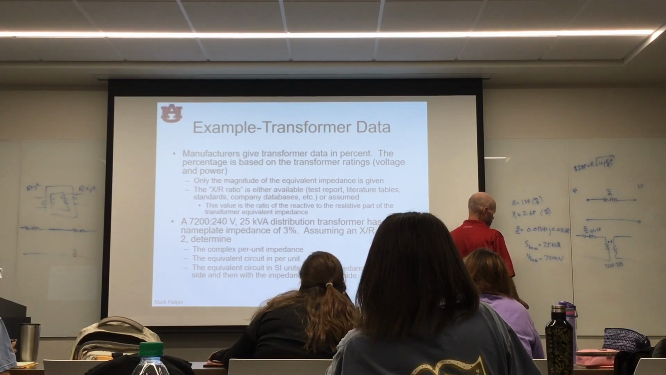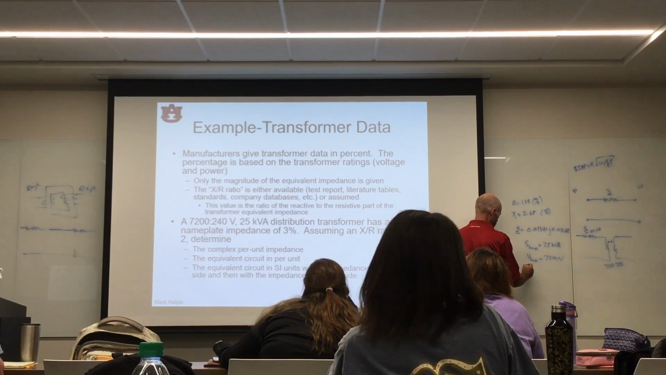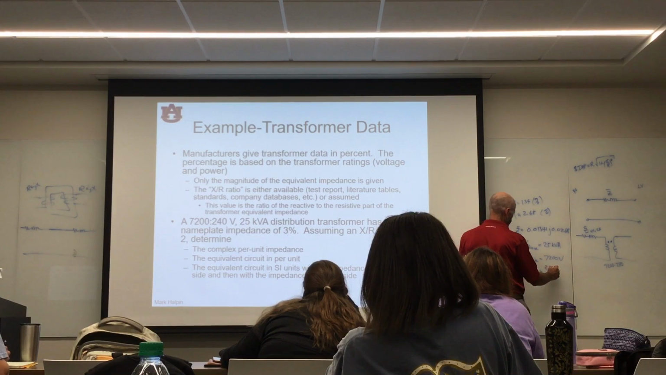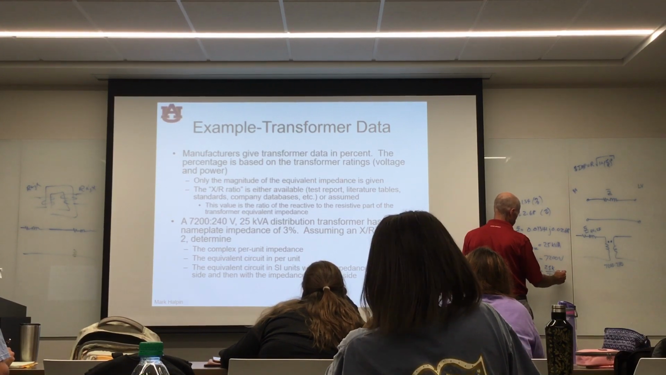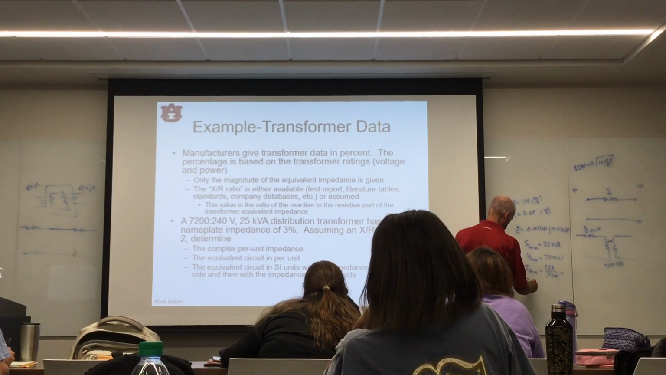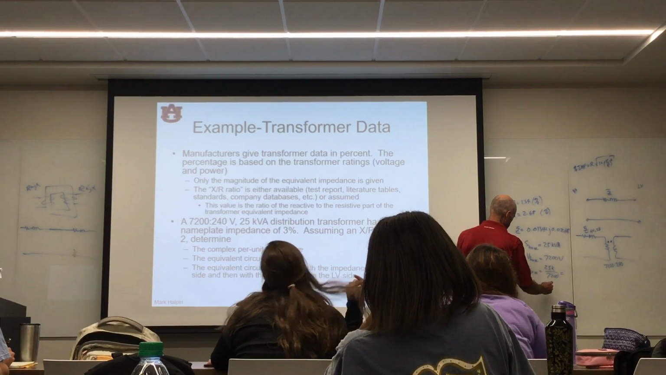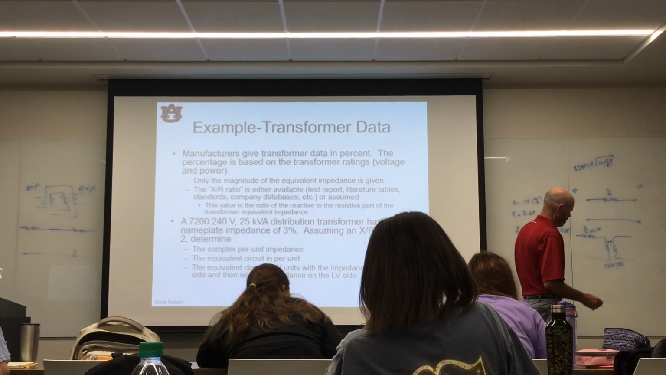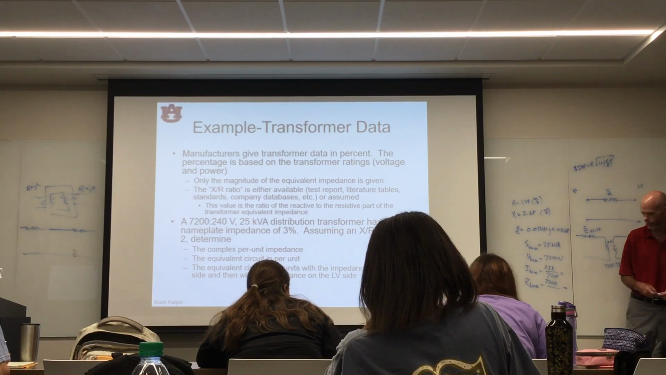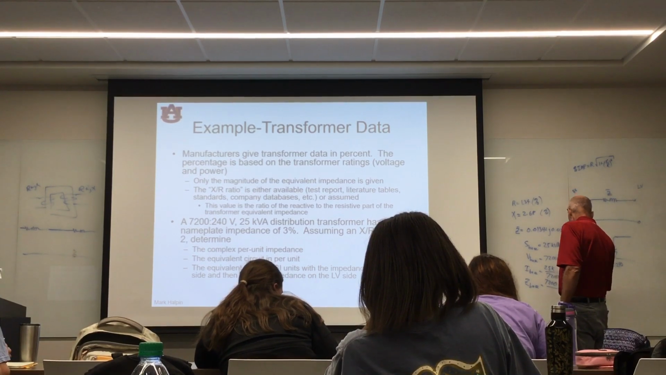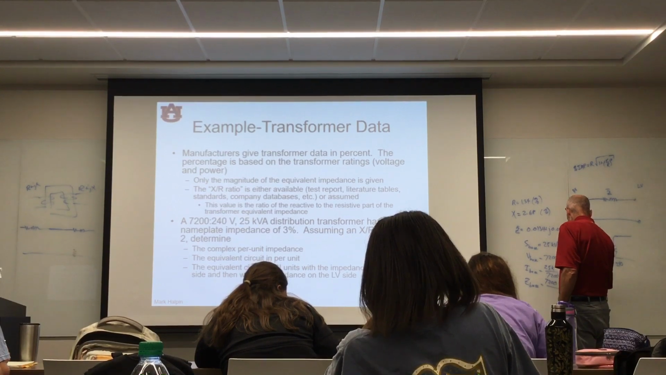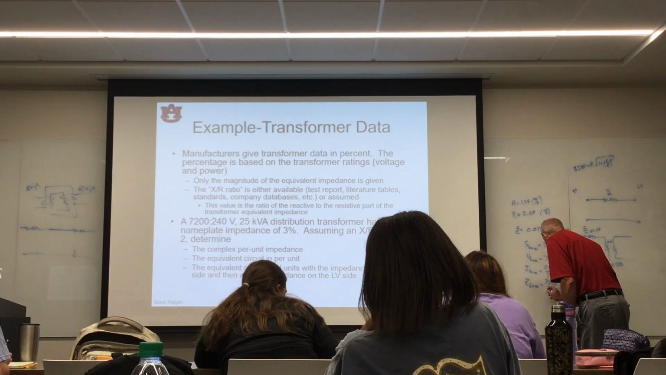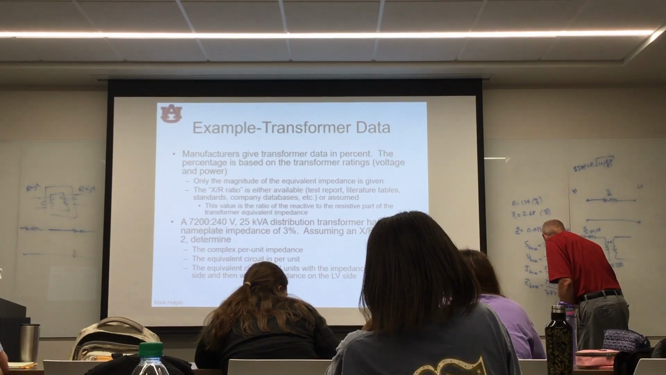Now I need to calculate the current base. So the current base is 25K divided by 7,200. Somebody with a calculator get busy. The impedance base then is 7,200 divided by whatever you're about to tell me. 3.472. That's in amps. Now what's the impedance base? 7,200 divided by 3.472.